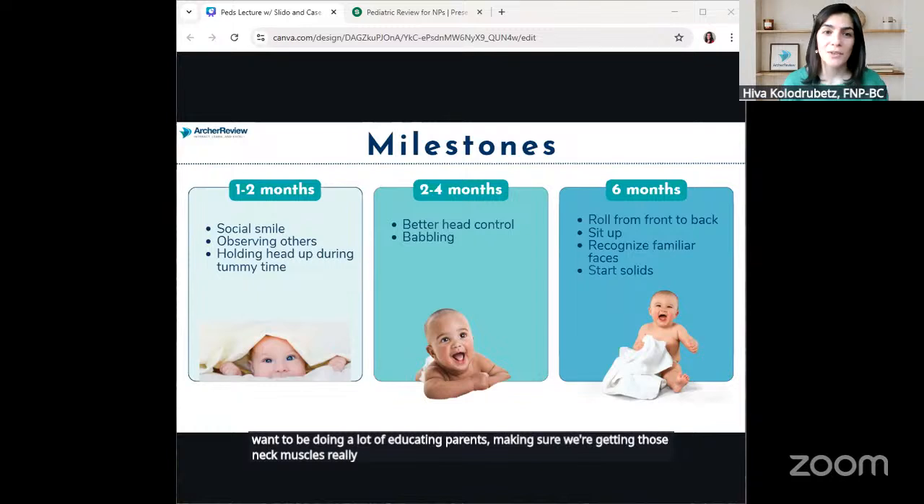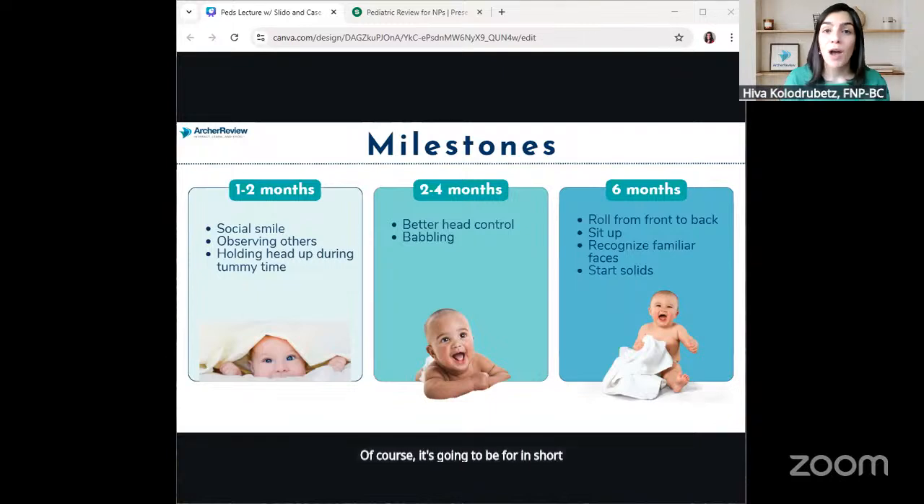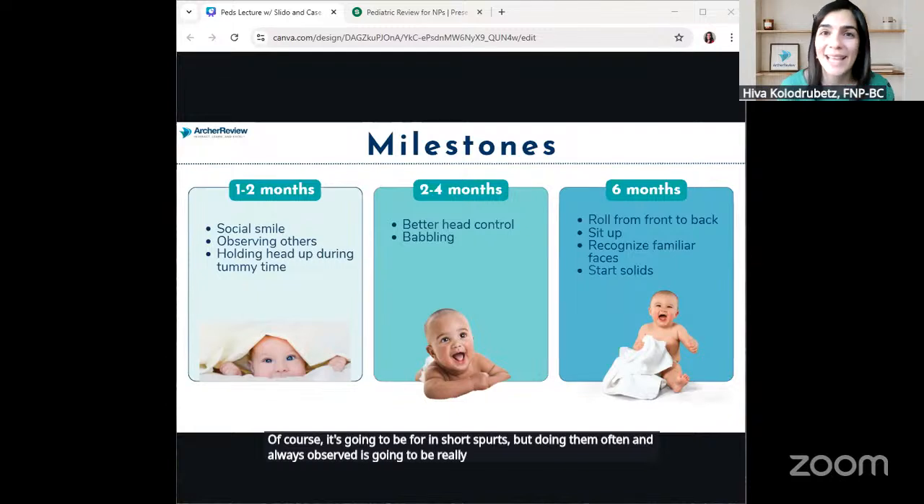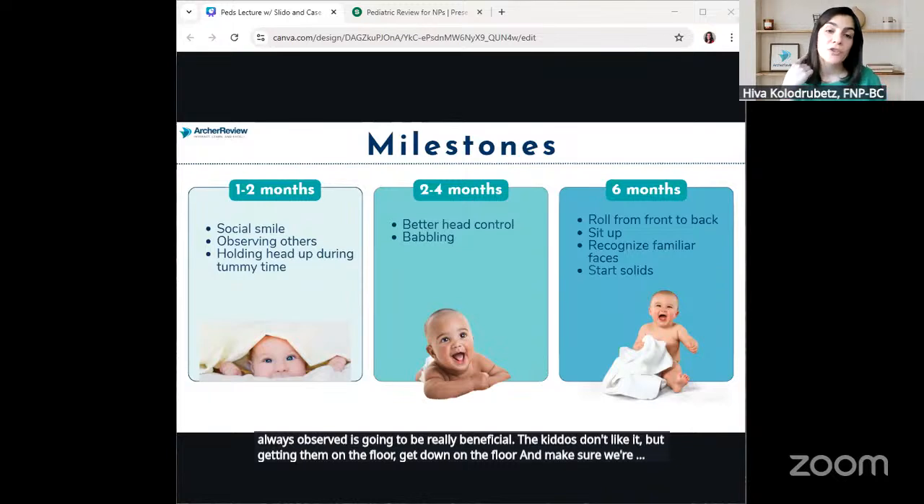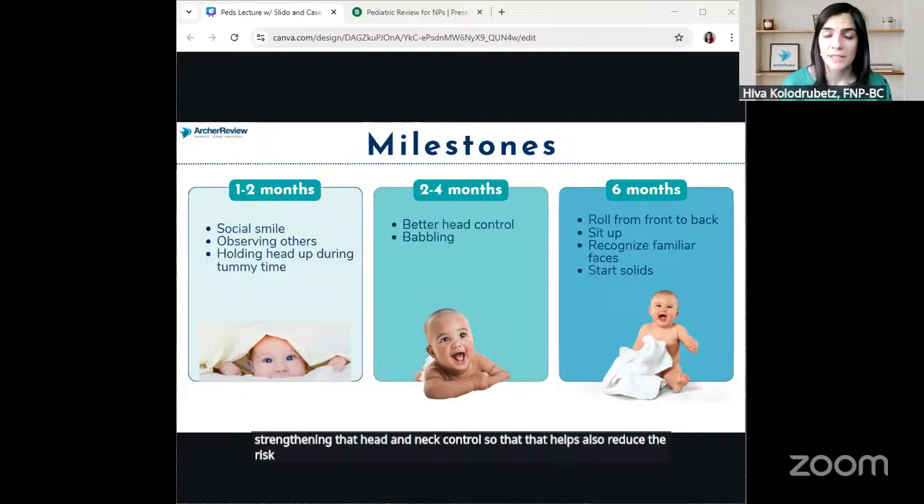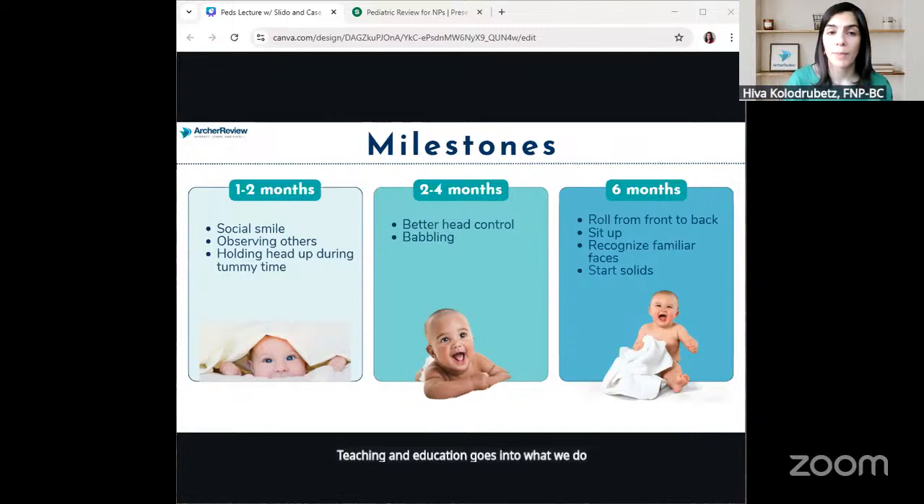So talking to those parents about doing a lot of tummy time. Of course, it's going to be in short spurts, but doing them often and always observed is going to be really beneficial. The kiddos don't like it, but get down on the floor with the kids and make sure we're strengthening that head and neck control so that that helps also reduce the risk of SIDS for these kids, right? So a lot of teaching and education goes into what we do as clinicians for the parents.